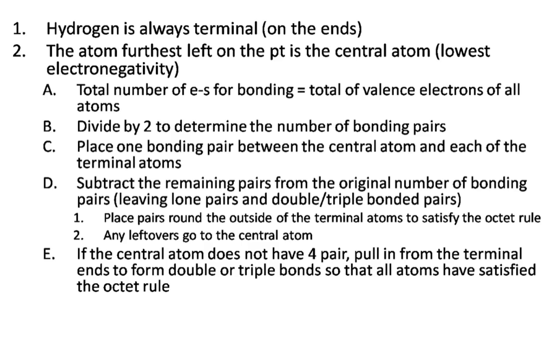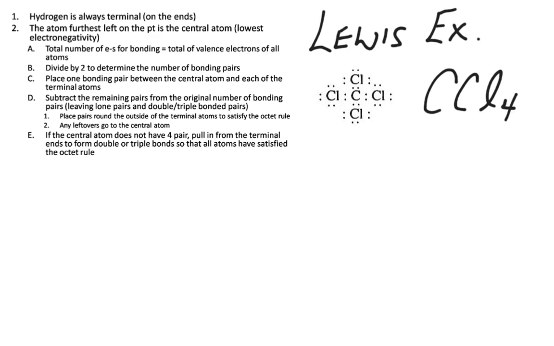The last rule is kind of a starred rule. It's an if-necessary rule. If the central atom does not have 4 complete pairs, you will pull in non-bonded terminal atom pairs to make double and triple bonds so that all atoms have satisfied their octet rule. I know it's a lot to take down. At this point, you should probably pause it and get this recorded, because this is very important information for you in the completion of these Lewis dot structures, which we'll be working on throughout this week.